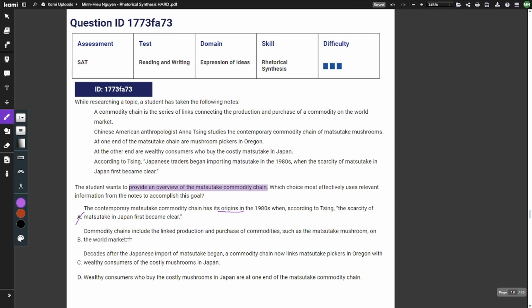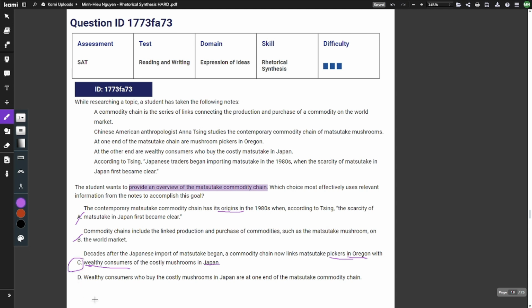B. Commodity chains include the linked production and purchase of commodities such as the matsutake mushroom on the world market. Cool. It talks about what a commodity chain is, but it doesn't specifically highlight the matsutake chain. It just gives it as an example. So it's not going to be B. C. Decades after the Japanese import of matsutake began, a commodity chain now links matsutake pickers in Oregon with the wealthy consumers of the costly mushrooms in Japan. So this does give that overview. It talks about how it starts in Oregon with the pickers, and then it ends in Japan with the wealthy consumers. So C is going to be our answer.